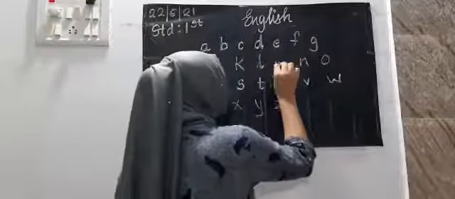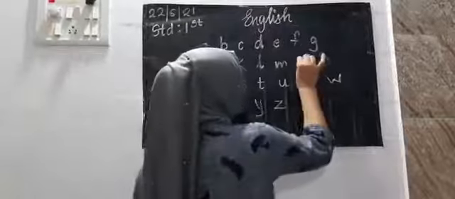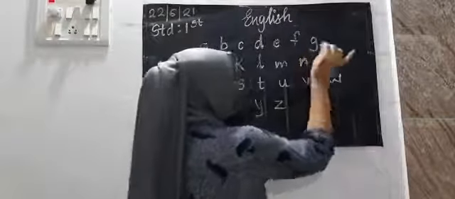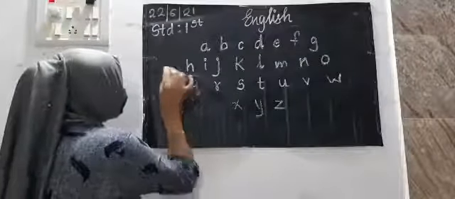L for lion. Our next alphabet is small m. M for monkey. Our next alphabet is small n. N for nest. Our next alphabet is small o. O for orange. Our next alphabet is small p.